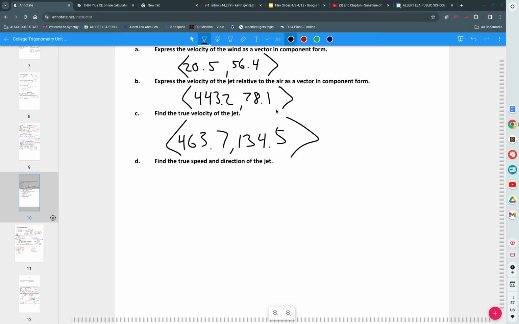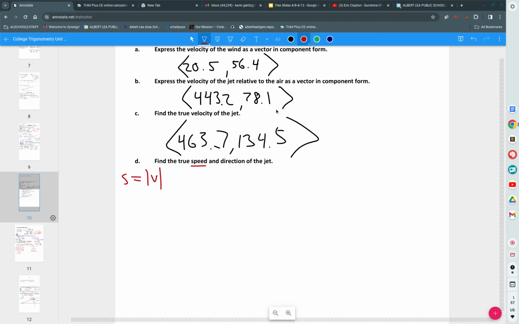Okay. Now the last question. That was not tough, was it? So figure out the component forms, add them together. Now this question right here, figure out the true speed. Well, how does speed compare to velocity? Speed is the absolute value of velocity, because velocity can be positive or it can be negative. So speed is just positive.